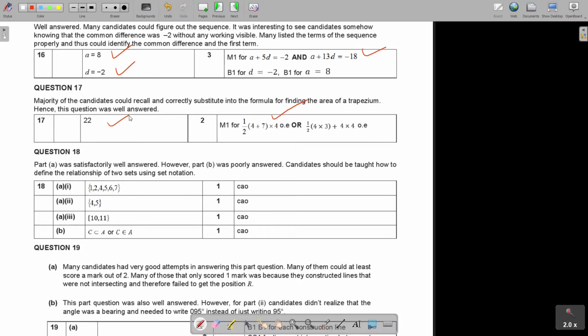But there, all the elements must be in. And then the last part, number B. So do you see, C is a proper subset of A. They took that as correct. Or if you said C is an element of A, then they gave you 1 mark.